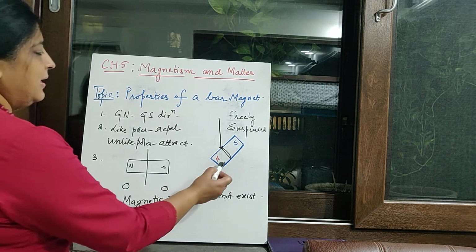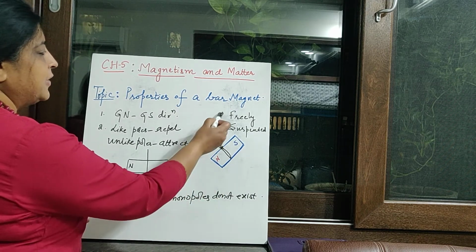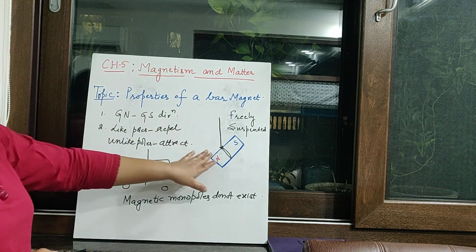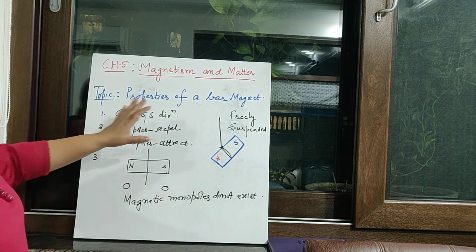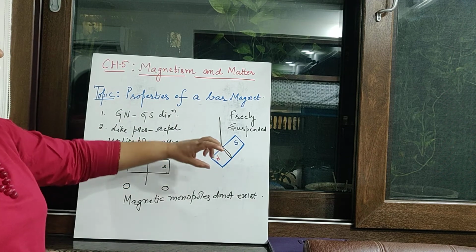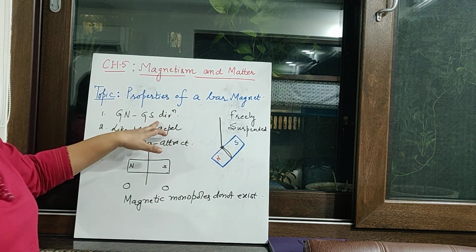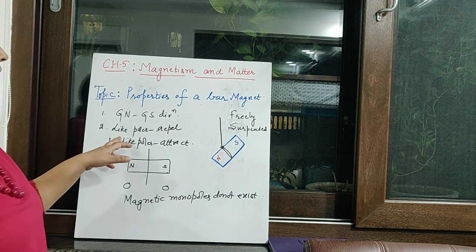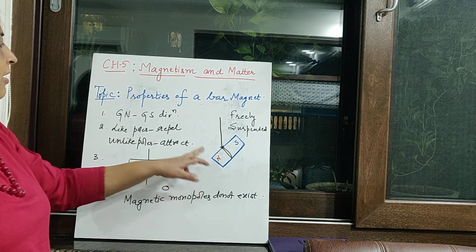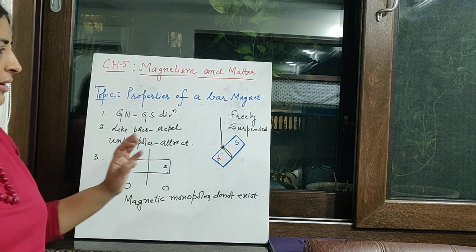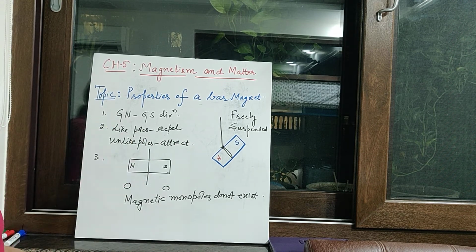Now let us say that this is a bar magnet and I have suspended it freely. The first property that a bar magnet shows is that when it is freely suspended, it automatically aligns itself in the geographic north-south direction. Then, the like poles of a magnet will always repel each other, and unlike poles always attract each other. This is a property that you all know.